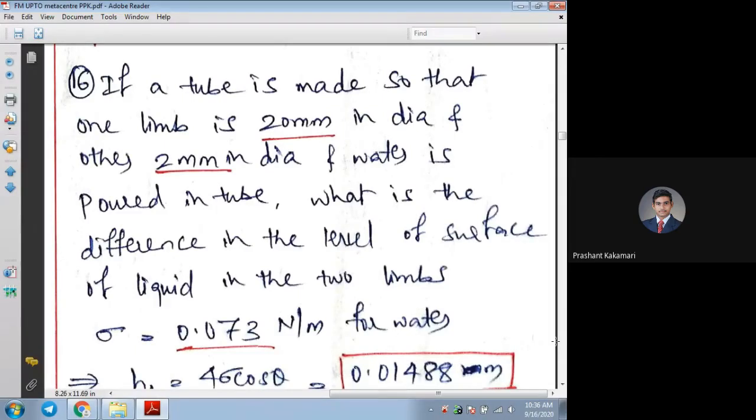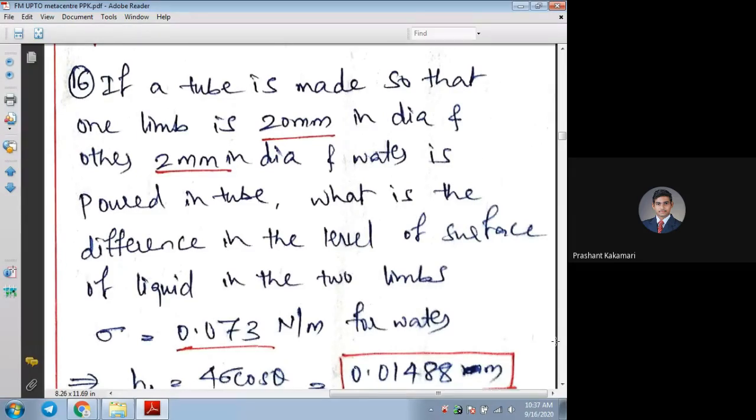I hope all can assume two limbs of pipe are connected by a horizontal pipe. It is making a U-shaped tube. In that, water is poured and we need to find the difference in the levels of water, provided one limb is 20 mm in diameter and the other tube is 2 mm in diameter.